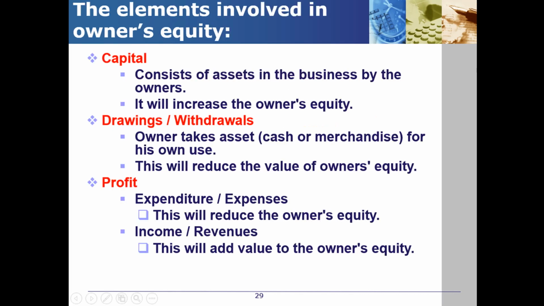The elements involved in owner's equity are: 1. Capital. It consists of assets invested in the business by the owners, and it will increase the owner's equity. 2. Drawings or withdrawals. Owner takes asset, cash or merchandise, for his own use. This will reduce the value of owner's equity. 3. Profit is generated when income is deducted by expenditure. Therefore, expenditure or expenses will reduce the owner's equity, while income or revenues will add value to the owner's equity.